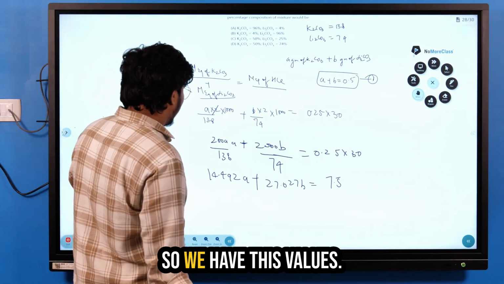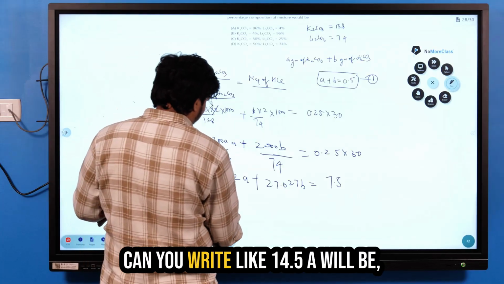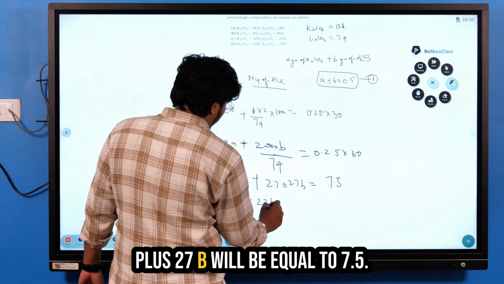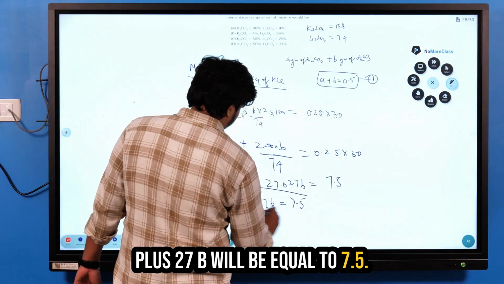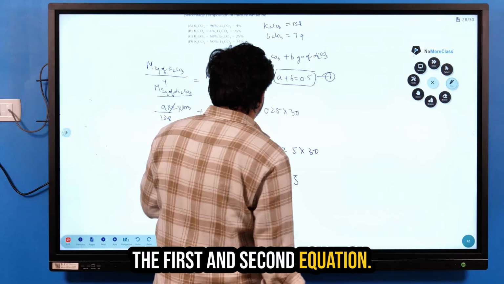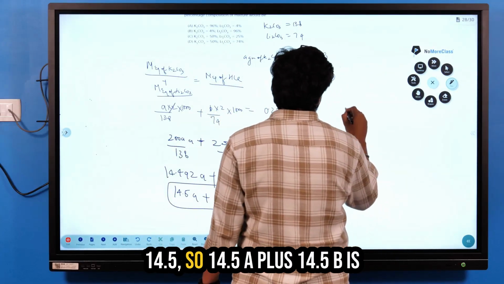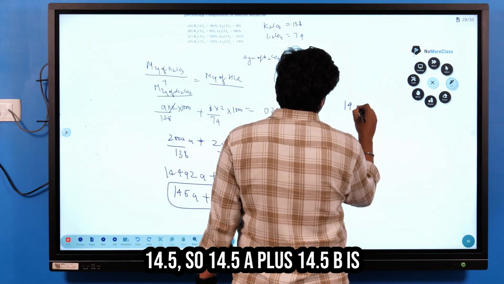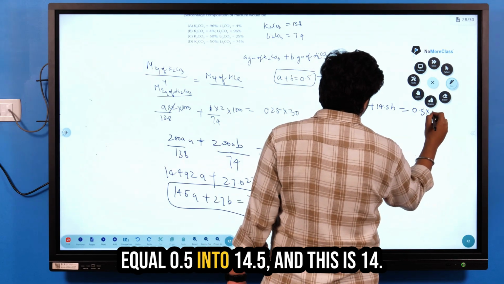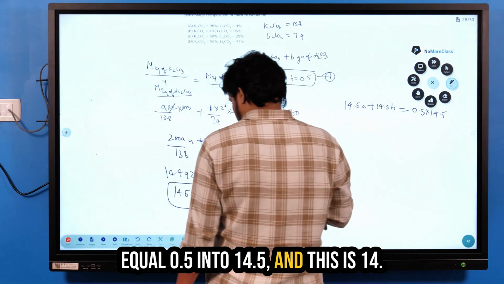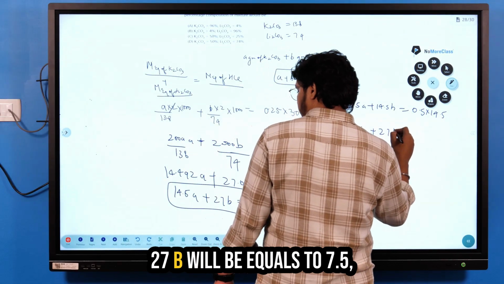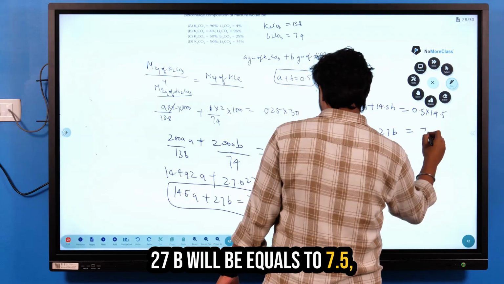So we can write these values as 14.5 A plus 27 B equals 7.5. This is the second equation. Using the first and second equations, if I multiply the first equation by 14.5, we get 14.5 A plus 14.5 B equals 0.5 into 14.5, and the second equation is 14.5 A plus 27 B equals 7.5.